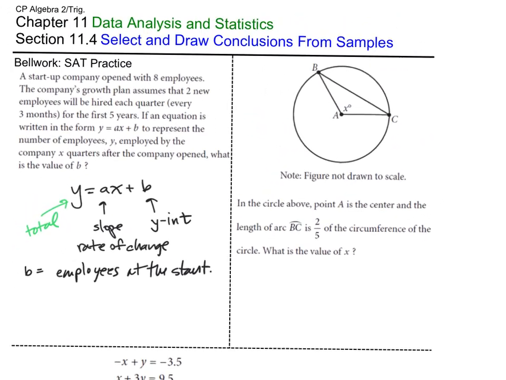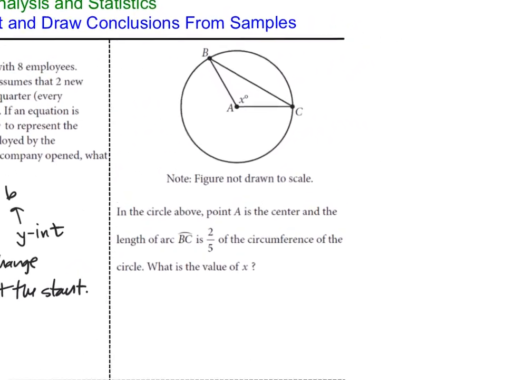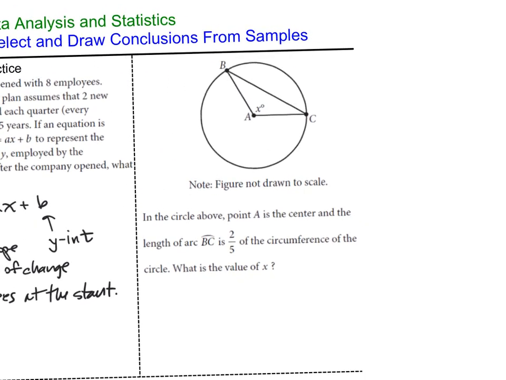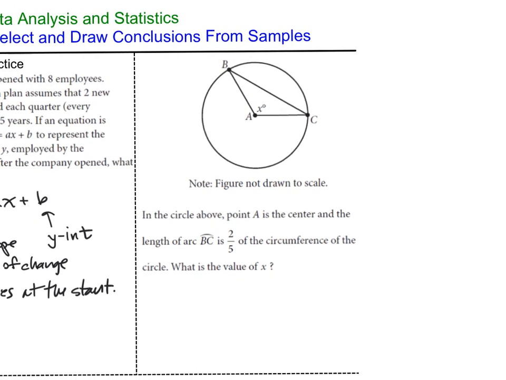All right, so let's go left to right here. You've got this circle, and you've got a central angle x degrees. It says note: figure not drawn to scale, but point A is the center of the circle, and the length of arc BC is 2/5 of the circumference of the circle. What is the value of x?